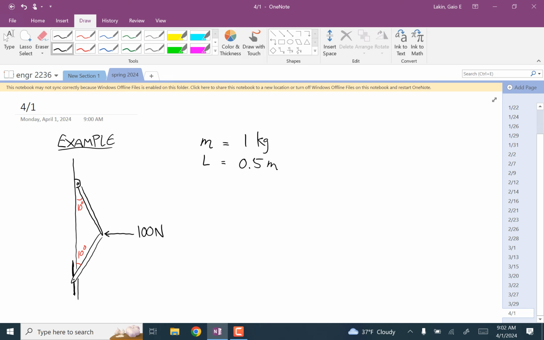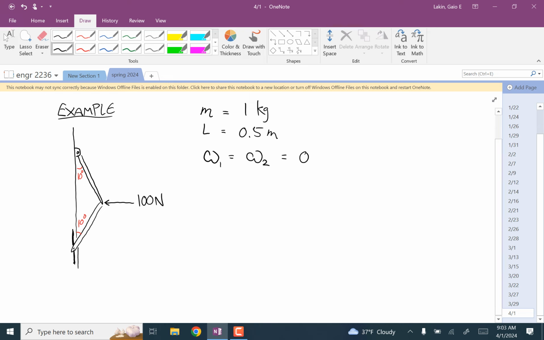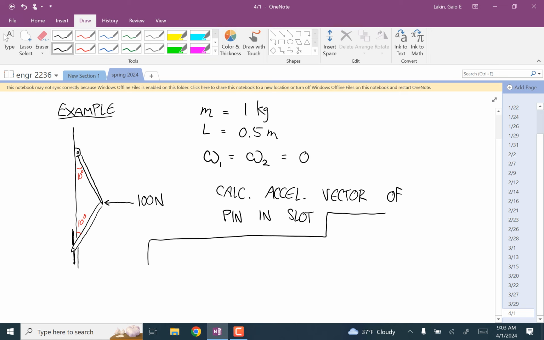And just to make the math simpler, we'll start with both of the angular velocities equal to 0. And we want to calculate the acceleration vector of the pin in the slot. Okay.